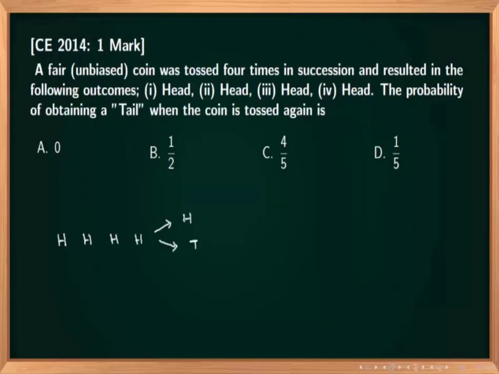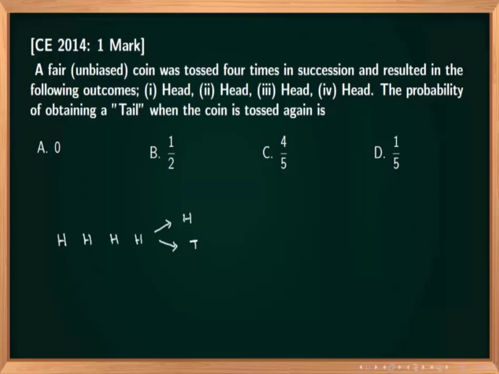A fair coin was tossed 4 times in succession and resulted in the following outcomes. The first one is head, the second one is head, the third is head, and the fourth is head. Now, the probability of obtaining a tail when the coin is tossed again. That is the question.